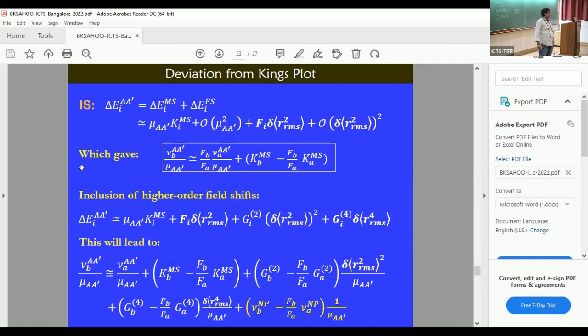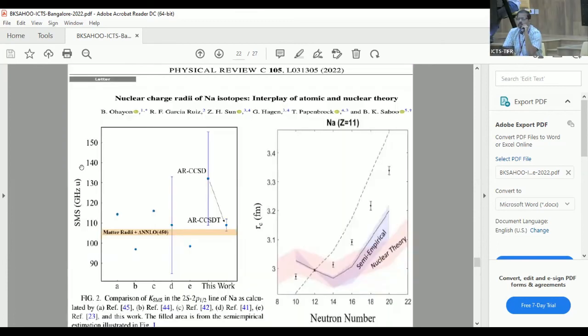One more thing: when you showed your result with the experimental results converging, did you check your convergence in the theory? Sorry? Your theoretical numerical convergence. This is a numerical convergence. Yes, this one. Because you experimentally cannot verify, because this has only two stable isotopes, you cannot verify.